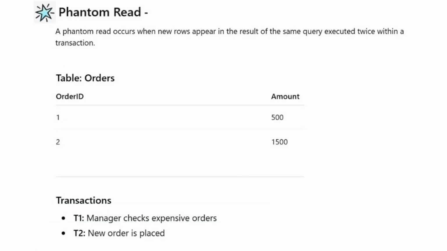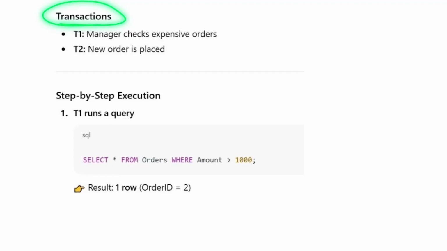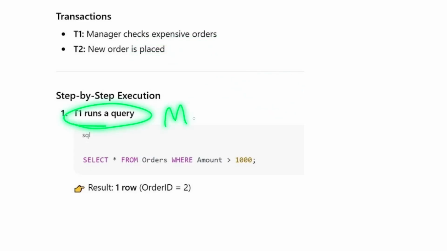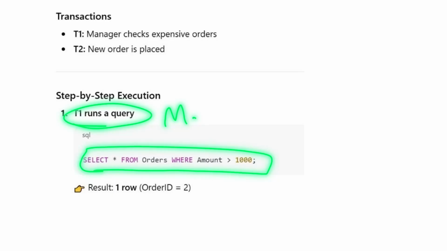The third problem, the phantom read, happens when a new row appears in the result of the same query executed twice within a transaction. Let's take an example of an order table. Suppose there are two orders, order 1 for 500 and order 2 for 1500. Transaction T1 is done by a manager who wants to see expensive orders above 1000. The first time T1 runs the query, only order 2 appears.